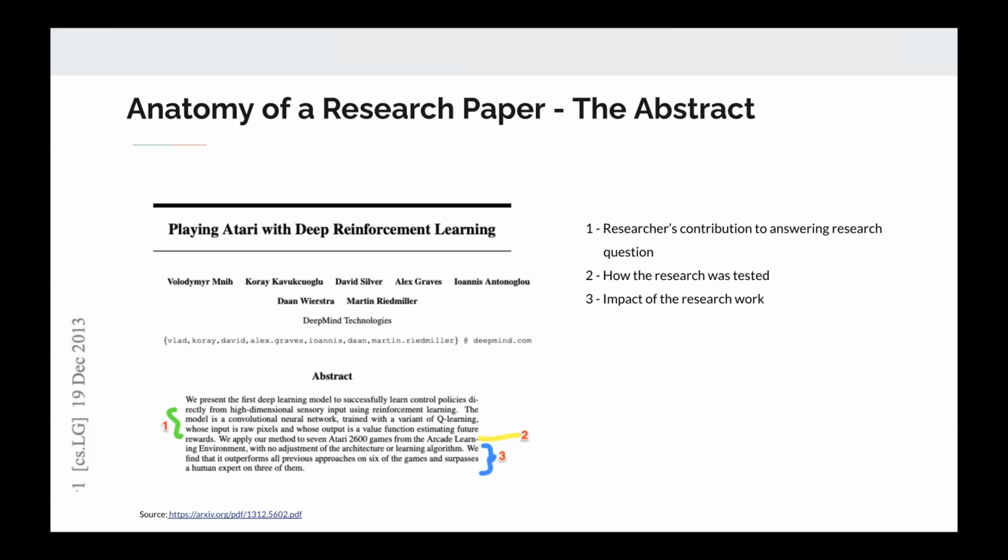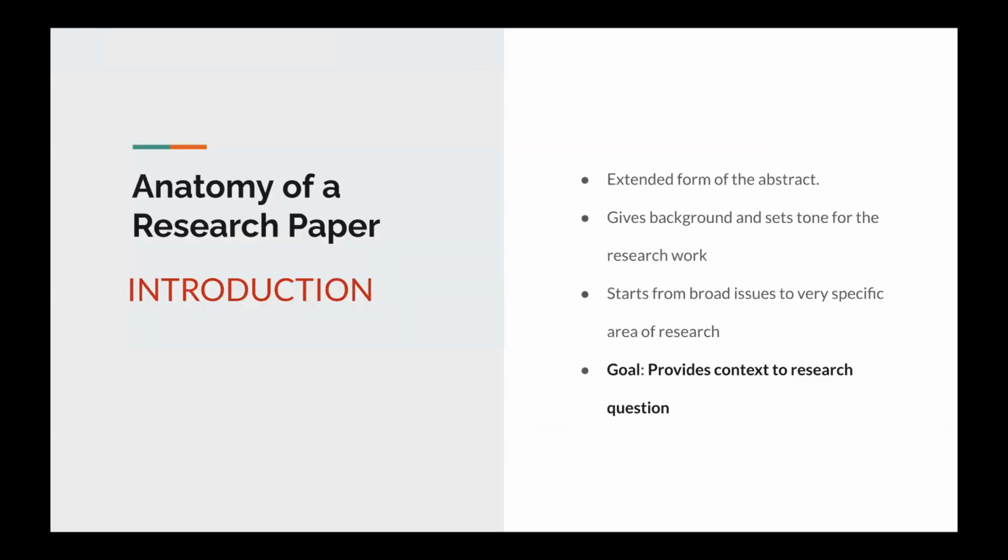And then they also mentioned how the research was tested by saying that they've applied their methods to 7 Atari 2600 games. And they also mentioned what the impact of the work is. So again, if you read the abstract for this paper, you know immediately if it contains what you're looking for, and it will determine if you want to keep reading the paper or you're going to drop it because it doesn't contain the knowledge you're looking to get, basically.